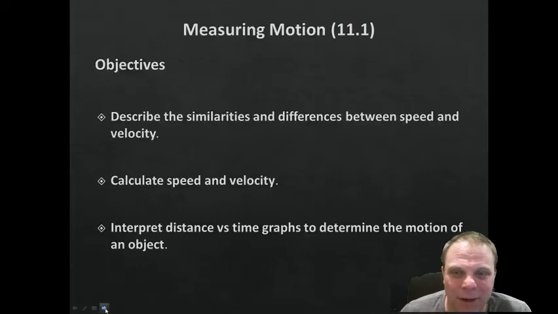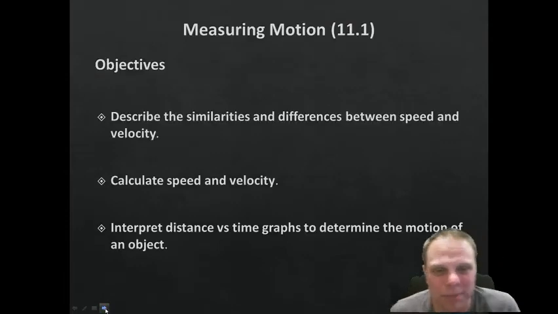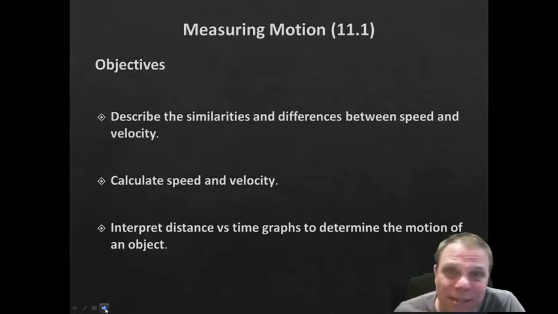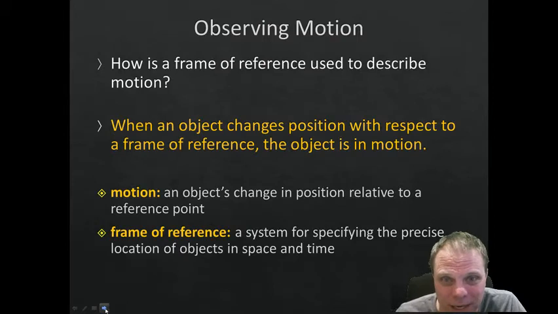Okay, so let's talk about measuring motion. That's what we're going to be getting into here today, and we're going to cover 11.1. These are our objectives: to describe the similarities and differences between speed and velocity, to calculate speed and velocity, and to interpret distance versus time graphs to determine the motion of an object.